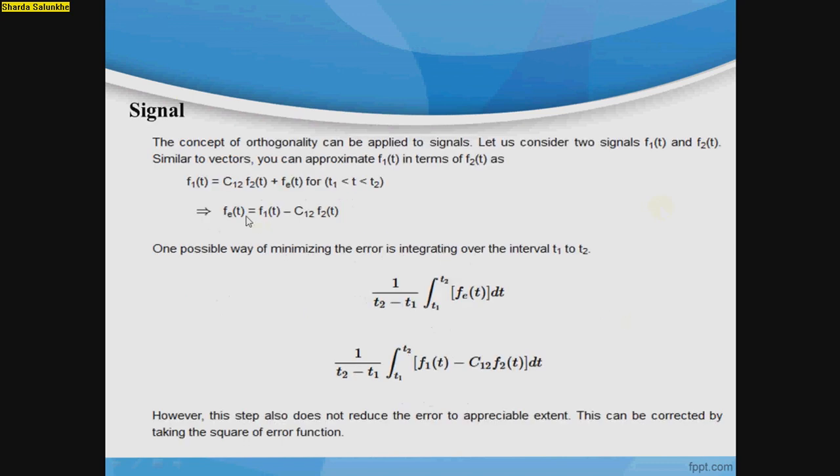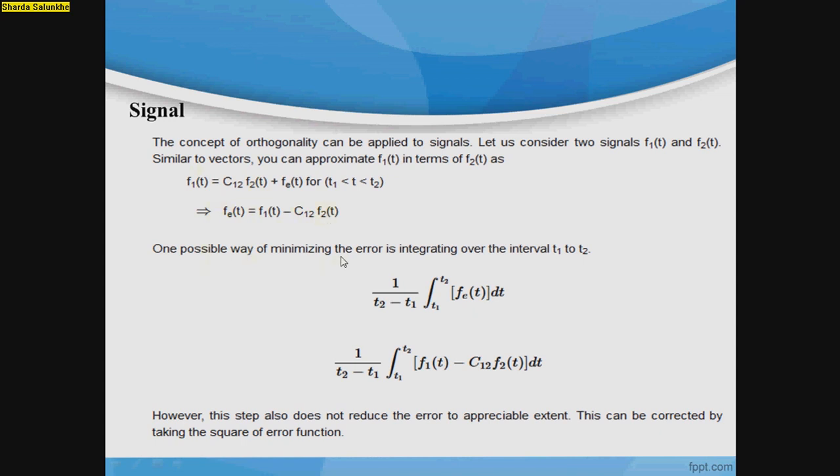Now turn to the signals. The concept of orthogonality can be applied to signals. Let us consider two signals f1(t) and f2(t). Similar to the vector, you can approximate f1 in terms of f2. So f1 is equal to C12 f2. Instead of V1 and V2, we use f1 and f2. Therefore f1(t) is equal to C12 f2(t) plus fe(t), where t is between t1 and t2. So fe(t) is equal to f1(t) minus C12 f2(t).